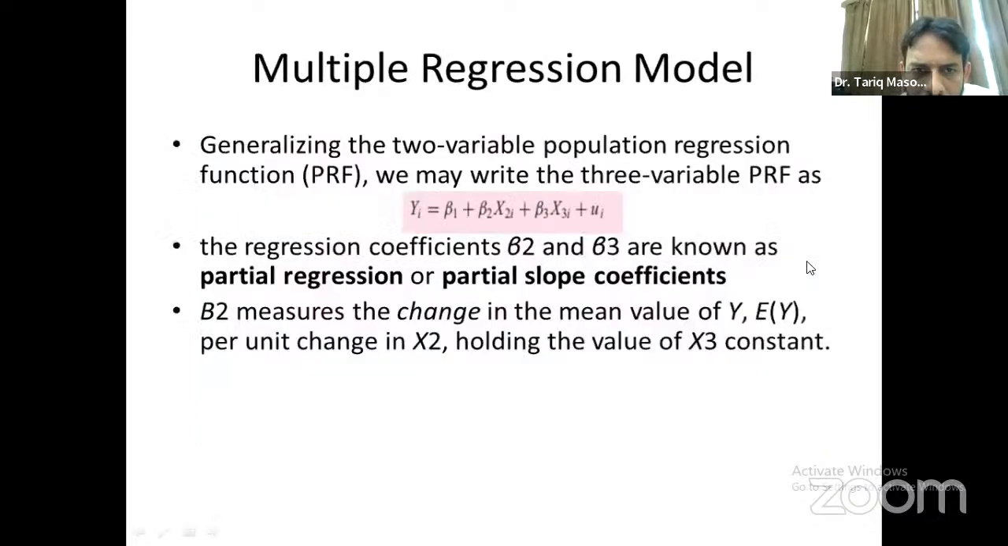Now I will move towards the multiple regression model. So suppose you have more than one x variable. In this case, we have 2 x variables, x2 and x3. So it is basically a generalization of the same function, the population regression function in a 3 variable framework, where 2 independent variables are involved. yi is equal to beta 1 plus beta 2 x2i plus beta 3 x3i plus ui.